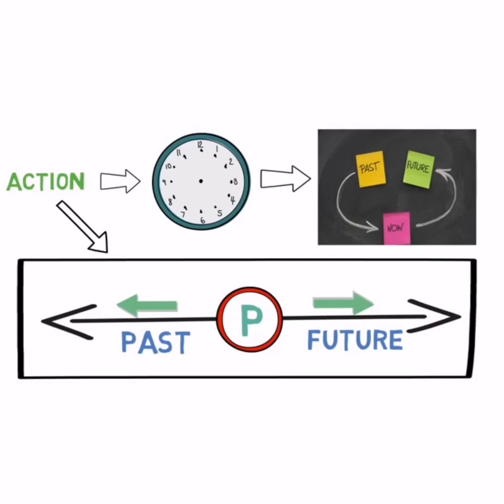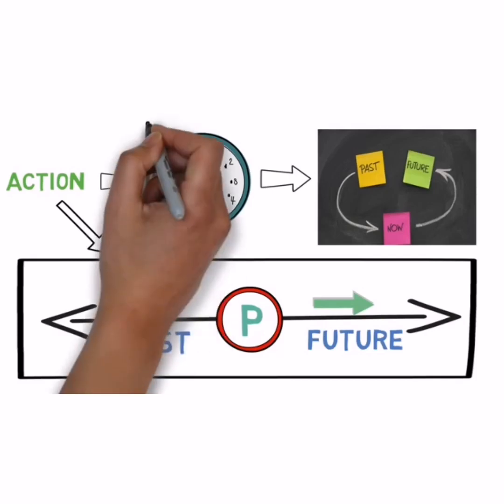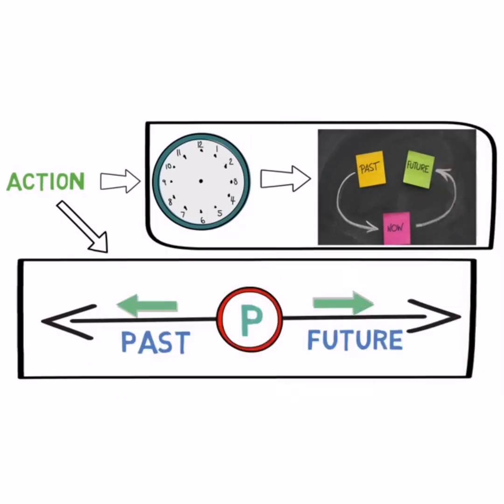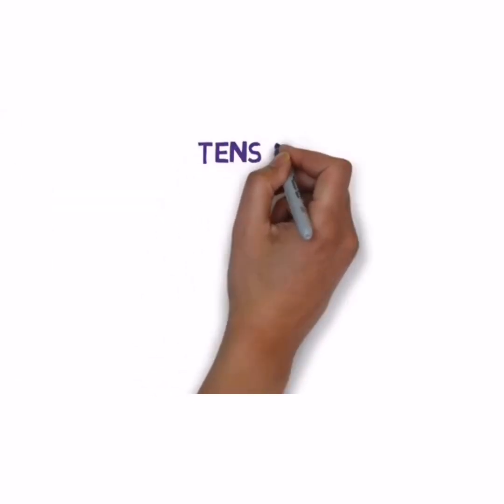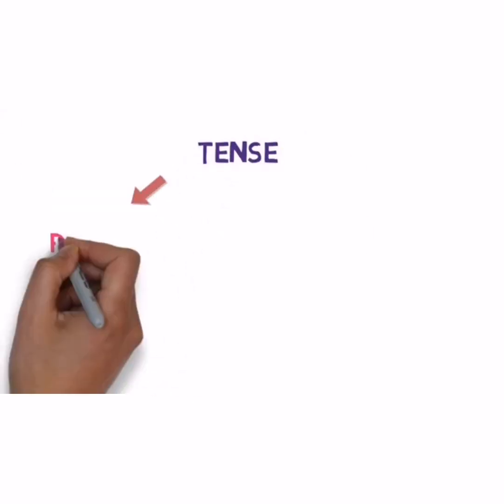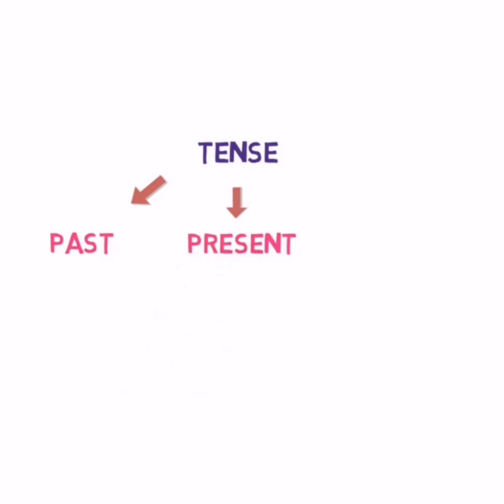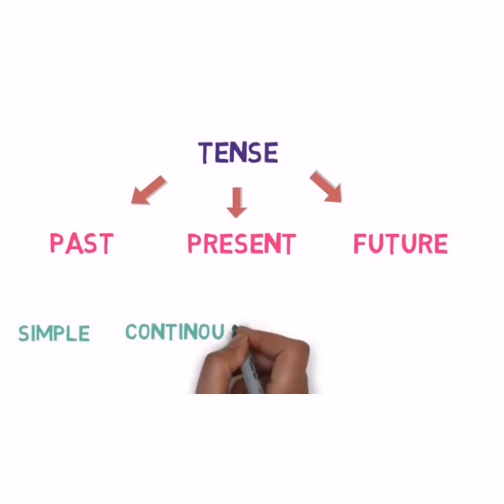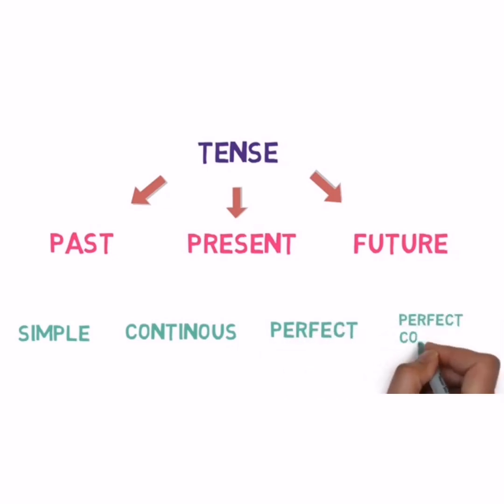Now as time, it can be past, it can be present or it can be future. So mainly these tenses are divided into three types. Yes? The first one is the past tense, then the present tense, and the third is the future tense. Now each of these types has four subtypes. Yes? That is simple, continuous, perfect and perfect continuous.